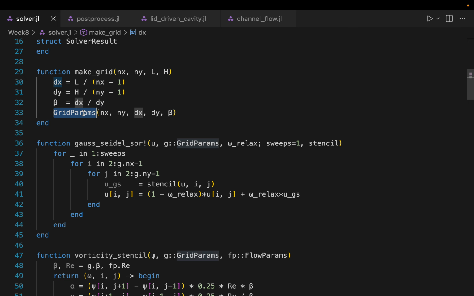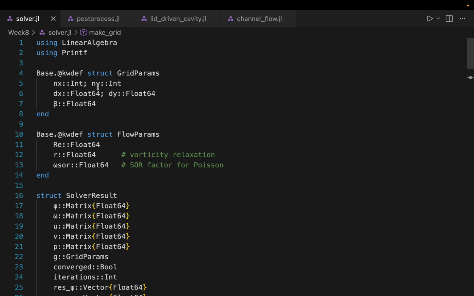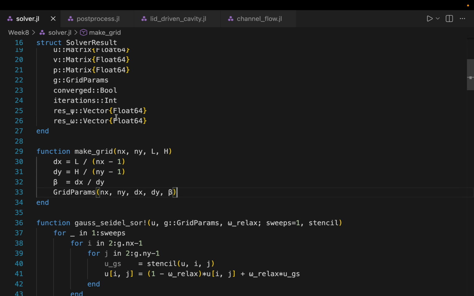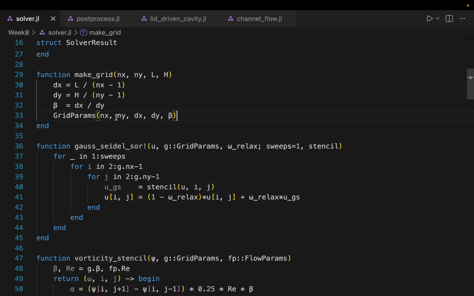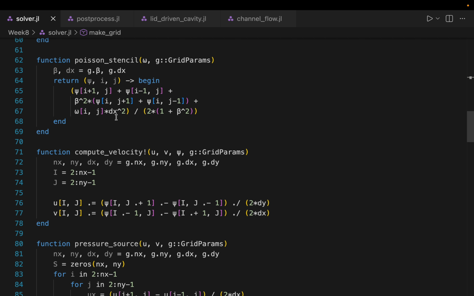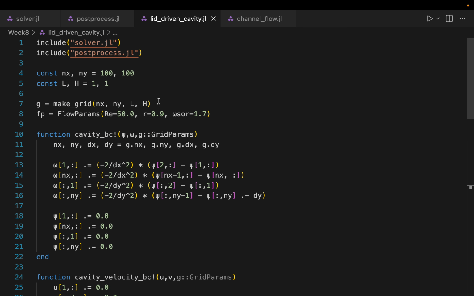And then this grid params is something you can think of like a dictionary that stores all these values. You can look the dictionary back here, which will have all these values: nx, ny, dx, dy, beta. So later I can use this directly. So the first step is making the grid.